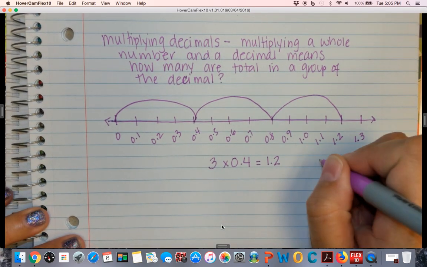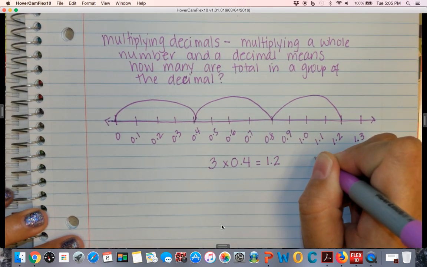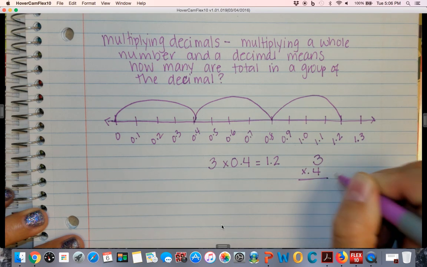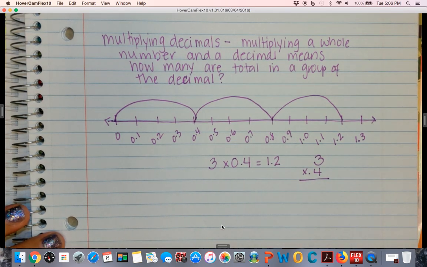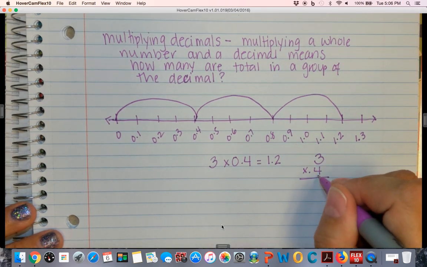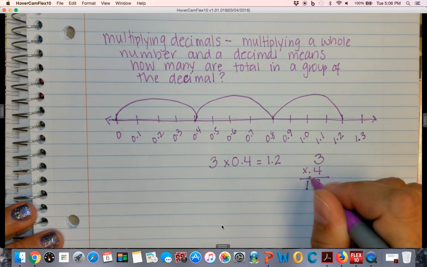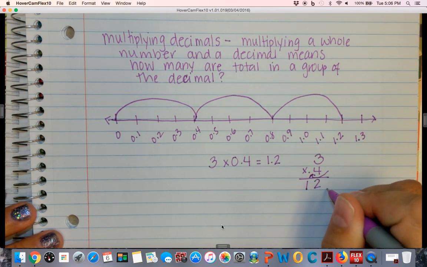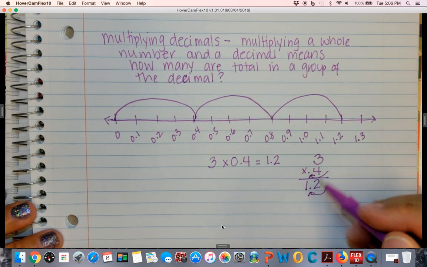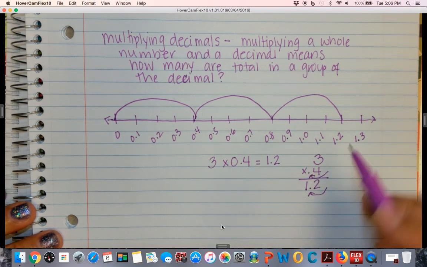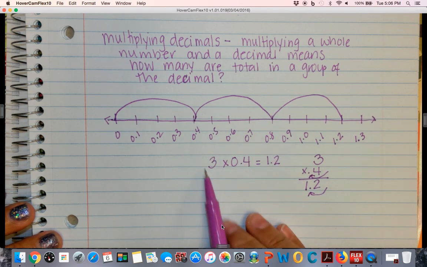If I were to write this the algorithm way, it would be 3 times 0.4. And I can put the 0 before the 4 or not. It doesn't change my answer. It makes it easier for me to multiply this way. 3 times 4 is 12, and then I have a decimal here that goes in one place. So I put my decimal here, one place. 1.2. This is the regular algorithm way. This is why it works.